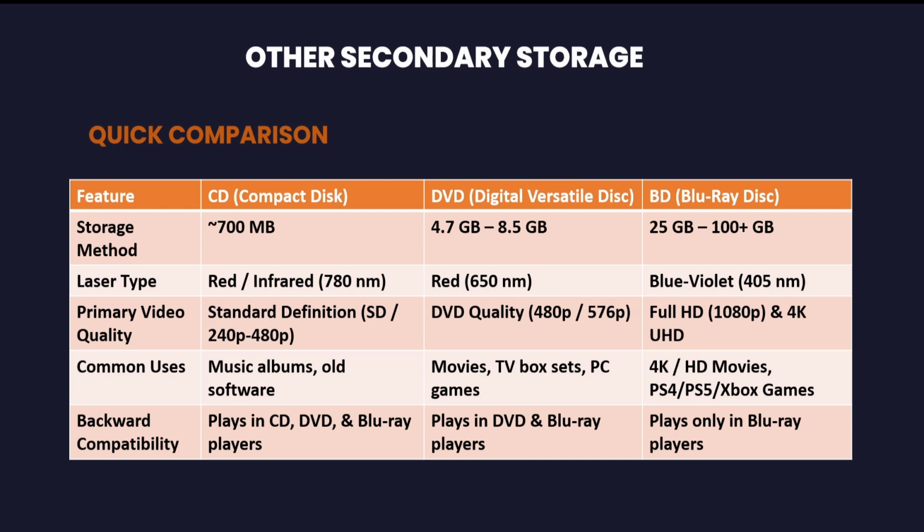Laser type: in CD, it is red and infrared, around 780 nanometers. DVD, red, 650 nanometers. BD, blue violet, around 405 nanometers. This is the reason Blu-ray holds so much more data. A shorter wavelength laser can read and write smaller and more tightly packed data. Video quality: CD standard definition, DVD 480p, BD Full HD, and Ultra HD Blu-ray disc can support up to 4K.